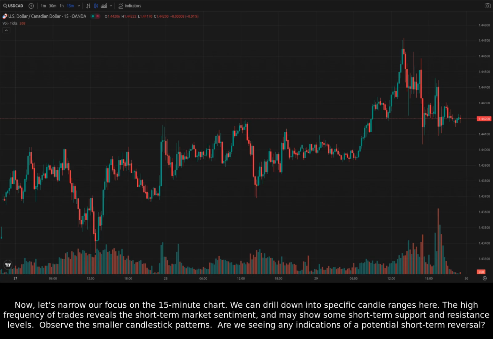Now, let's narrow our focus on the 15-minute chart. We can drill down into specific candle ranges here. The high frequency of trades reveals the short-term market sentiment and may show some short-term support and resistance levels. Observe the smaller candlestick patterns. Are we seeing any indications of a potential short-term reversal?